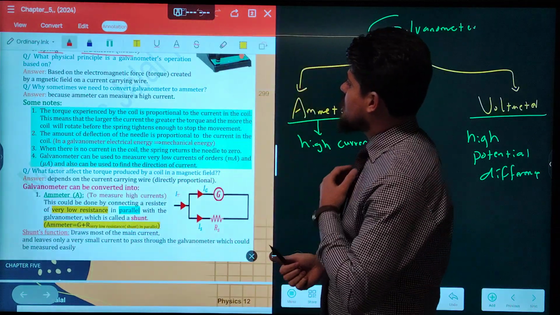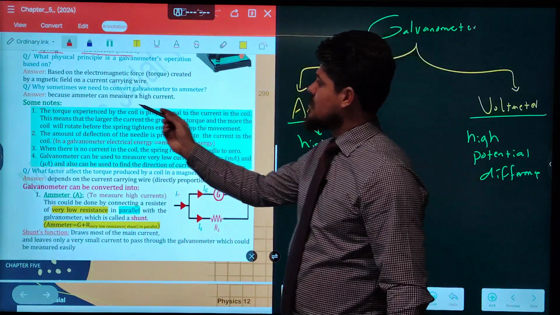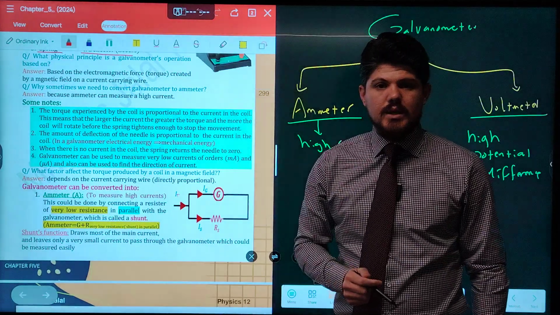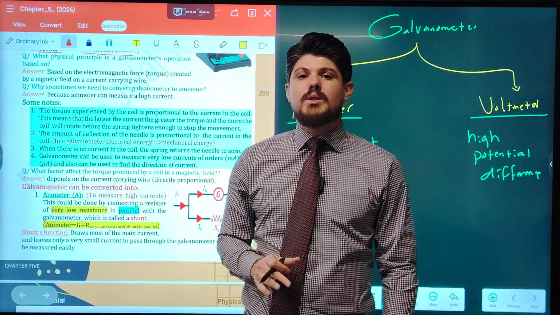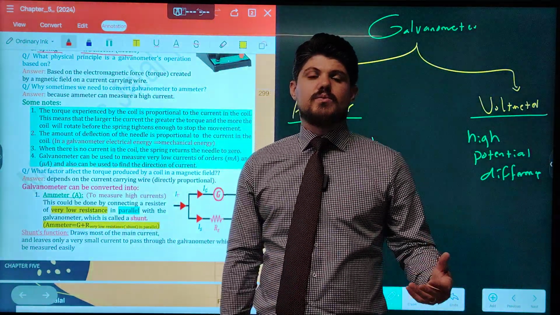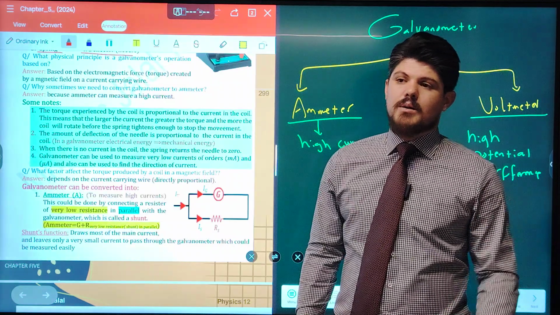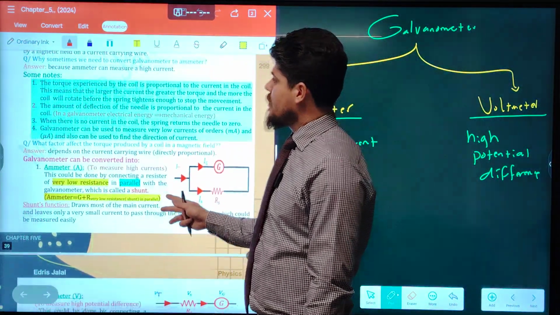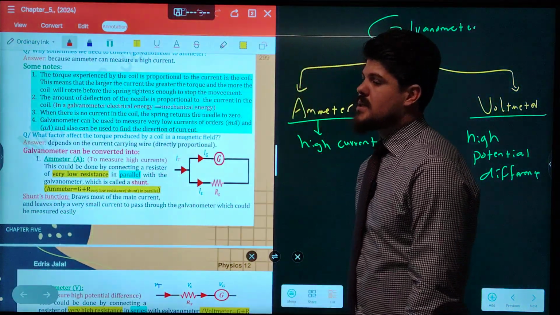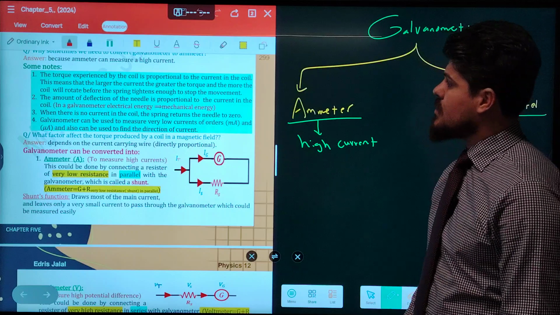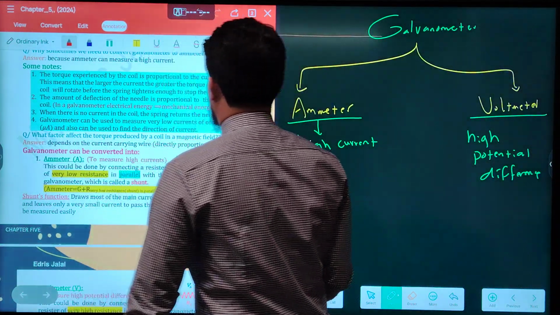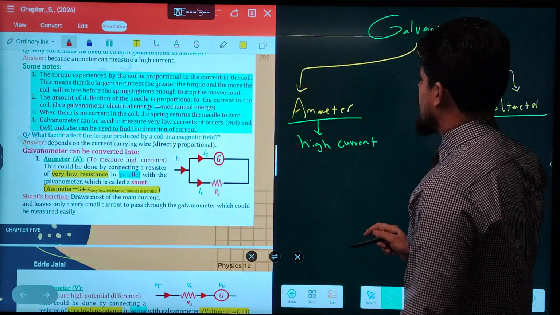Why do we sometimes need to convert a galvanometer to an ammeter? Because an ammeter can measure a high current. The difference between a galvanometer and an ammeter: a galvanometer can be used for measuring low current, but an ammeter measures high current. Here we have some tips and notes about the galvanometer. The torque experienced by the coil is proportional to the current in the coil.